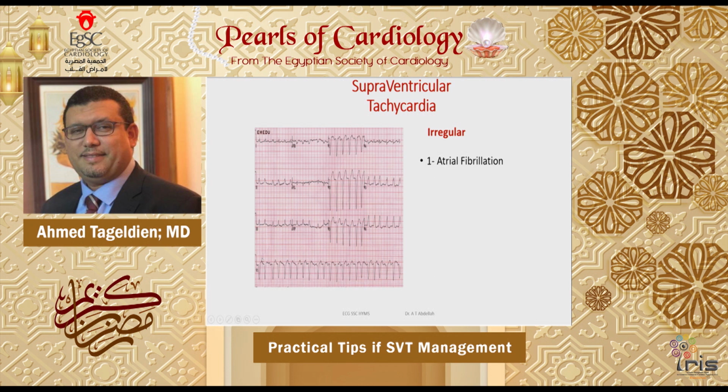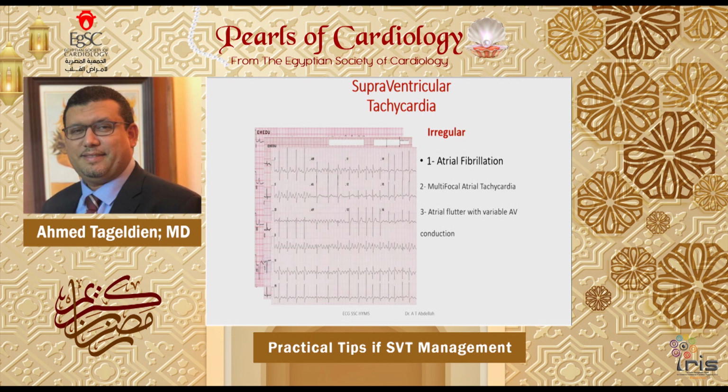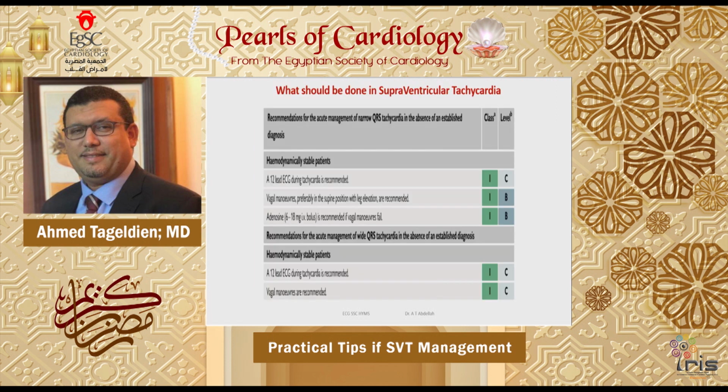Then we have irregular tachycardia like atrial fibrillation. As you see here, there is irregular heart rate without apparent P waves. Multifocal atrial tachycardia, where you can see in one lead polymorphic P waves, more than 2 morphologies of P waves in the same lead. Then we have atrial flutter with variable AV conduction, where you could elicit the abnormal large flutter waves, which are not fixedly conducted between the atrium and ventricular channels.